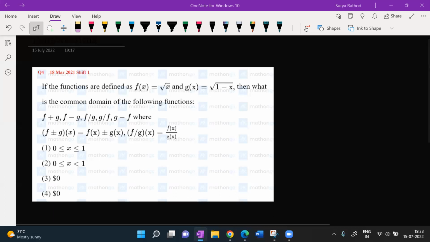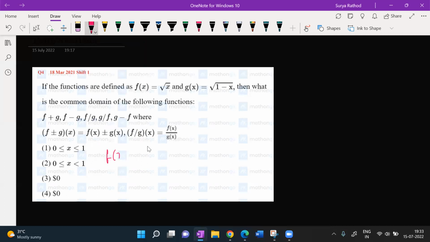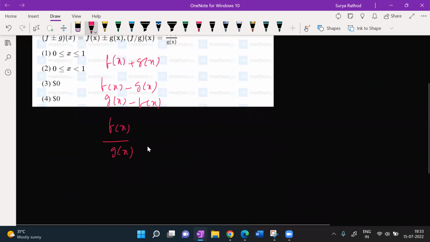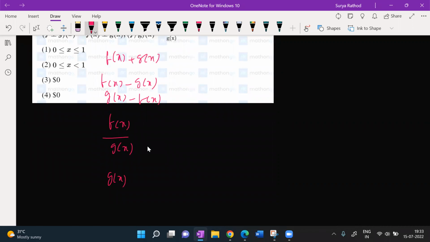Guys, what happened here? Look at this. f of x plus g of x we will do. Then f of x minus g of x. Then g of x minus f of x. We'll find out all the individual domains. Then we'll do f of x by g of x, then g of x by f of x. Clear? So now what is the domain of this?